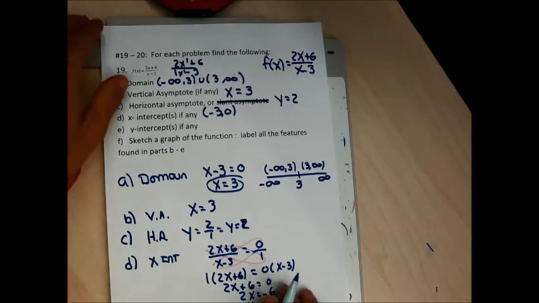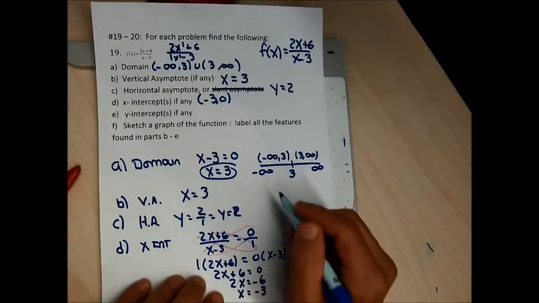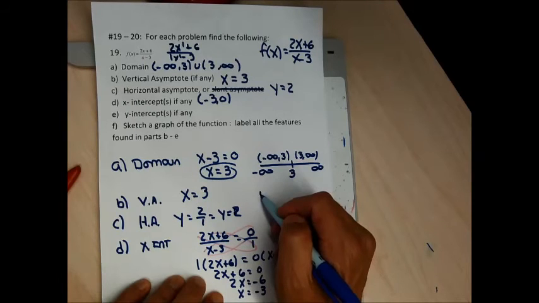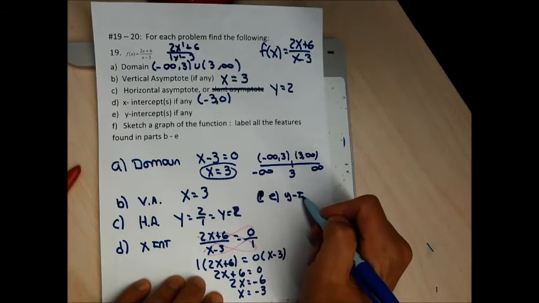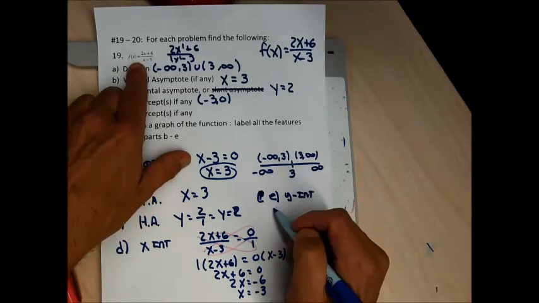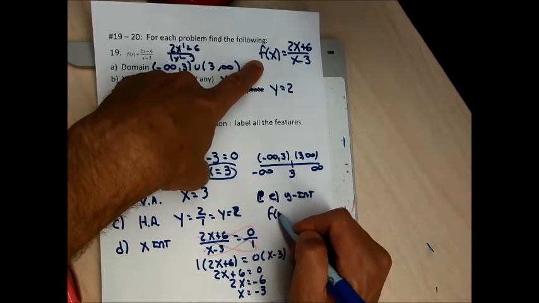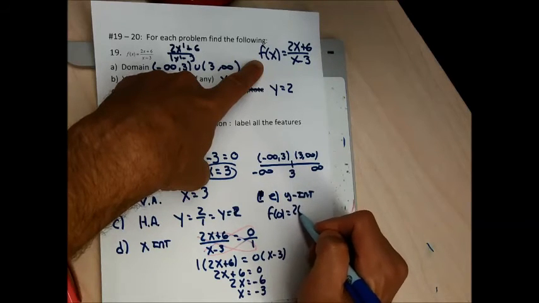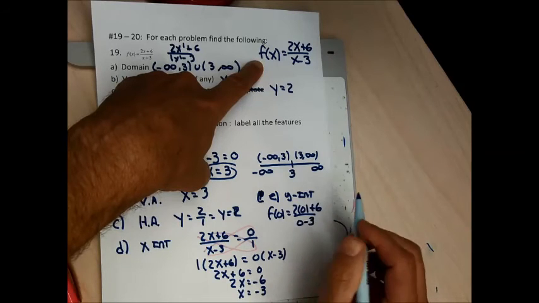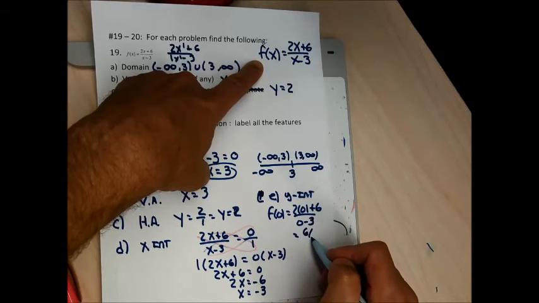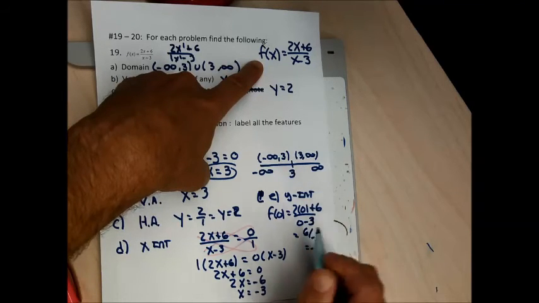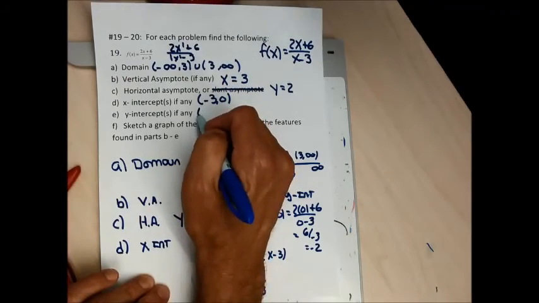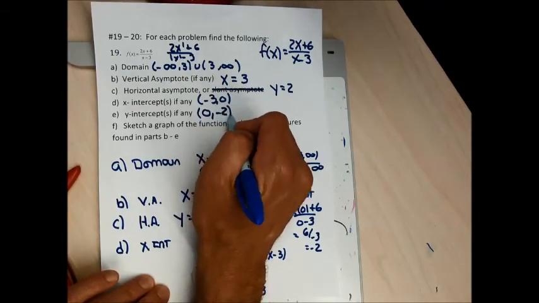I'll try to squeeze the y-intercept on this page. For the y-intercept for part E, you just plug in zeros for the x's. So I'm going to go f of 0 equals (2 times 0 plus 6) over (0 minus 3). That's going to be 6 over minus 3, which is minus 2. For the y-intercept, it's going to be the point (0, -2).